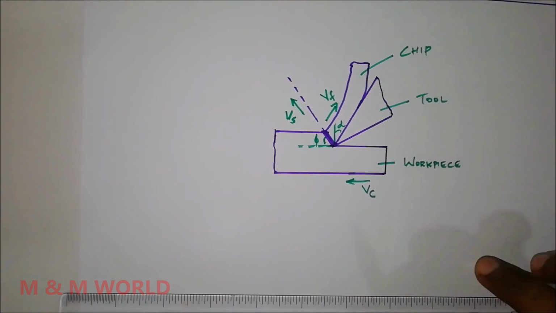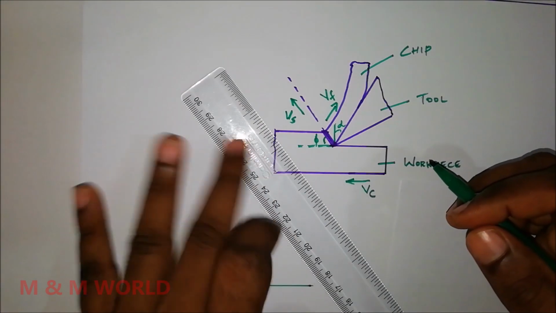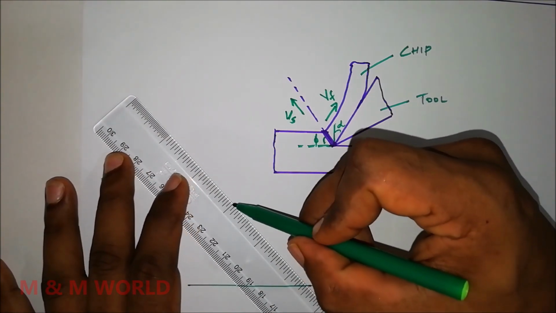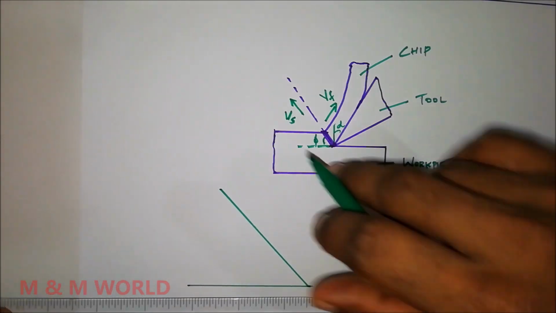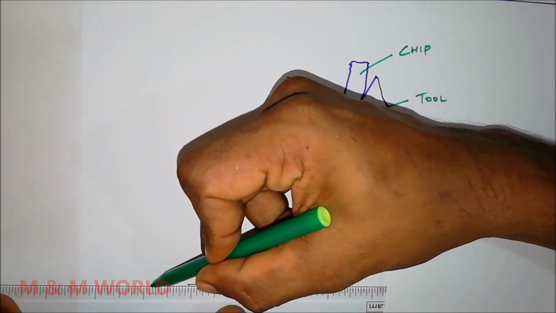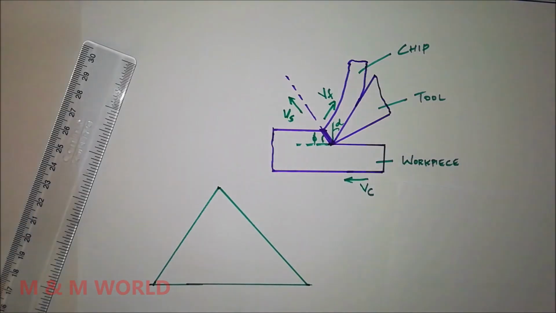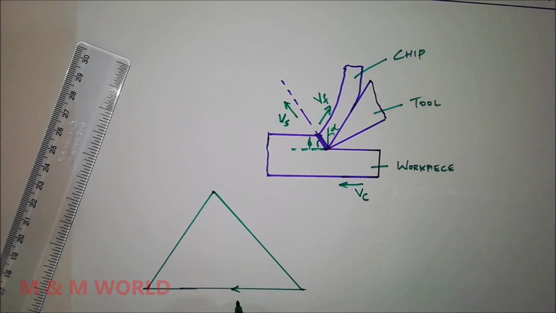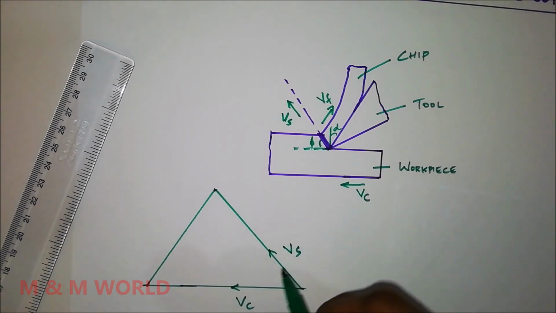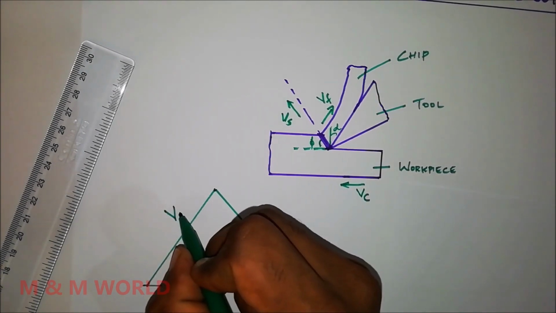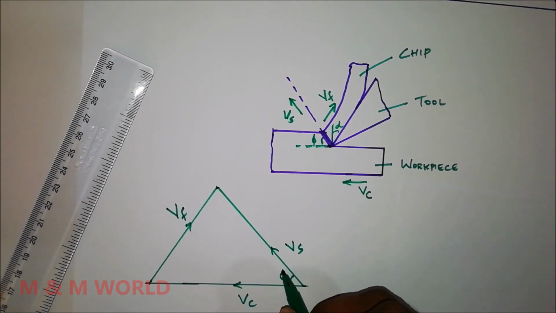Now drawing the three velocities. First is VC, then the second one VS, and the third one VF. So this will be VC, this one will be VS, and this will be VF, and this angle will be the shear angle phi.